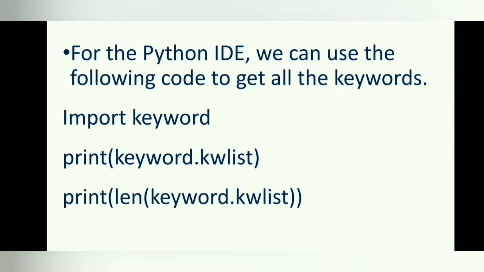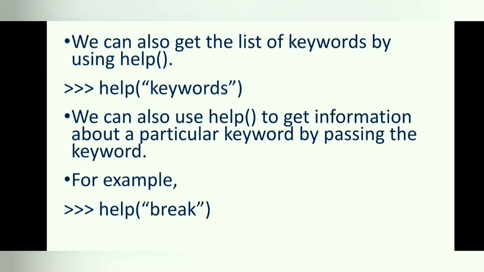In the Python IDE, we can use the following code to get all the keywords: import keyword, print(keyword.kwlist), print(len(keyword.kwlist)). We can also get the list of keywords by using help("keywords"). The list of keywords will be displayed on the screen. We can also use the help function to get information about a particular keyword by passing the keyword. For example, help("break"). The information about the keyword break will be displayed on the screen.